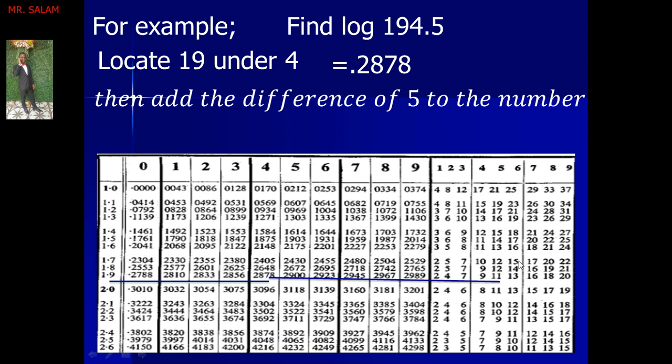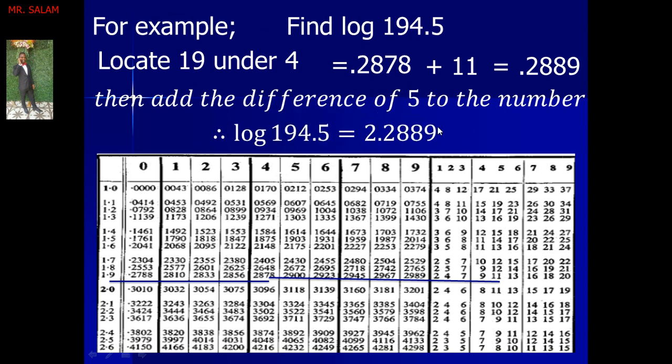So look at the difference of 5 here. This is where you can locate your difference. So the difference 5 is 11. So I will add 11 to this number. That will give me 0.2889. So therefore, the logarithm of this number will be 2.2889. Don't forget, this is the characteristic. Of course, I've told you how to find your characteristic. We have 1, 2, 3 digits here, so 3 minus 1 is 2. So that is how you find the logarithm of a number. So don't forget that.